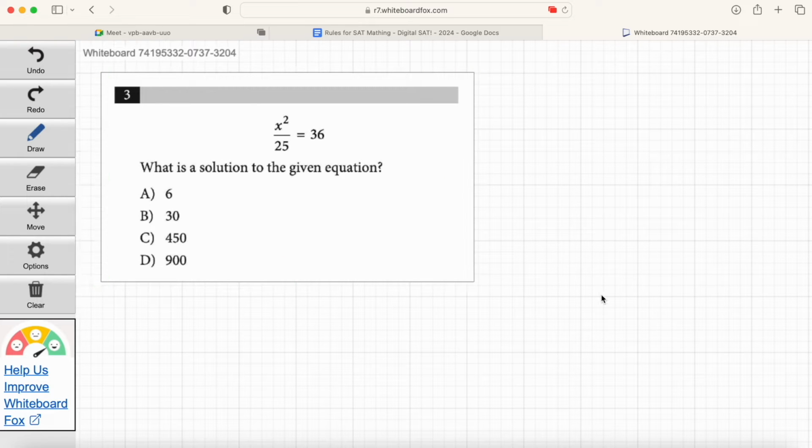All right, Emma, go and read question number 3 for us, please, when you see it on the screen. X squared over 25 equals 36. What is the solution to the given equation? Ooh, what are we solving for here, Emma? I guess we're solving for X. Yeah, we're solving for X, the solution to the equation.